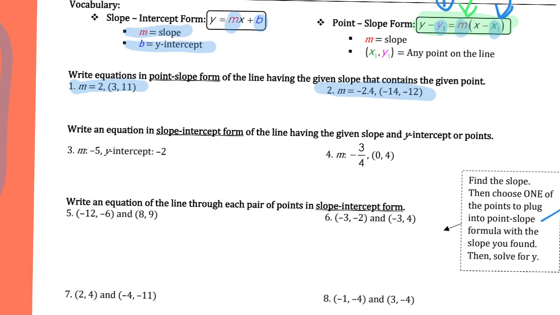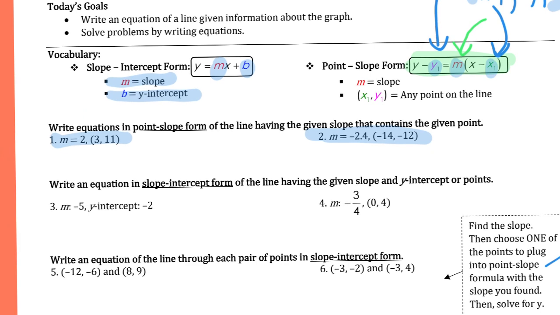So here we go. This says m is 2, and here's a point. If you knew m and b, you would plug those in, correct? However, you don't know m and b, but you know a point. So you're going to call this x1 and y1.